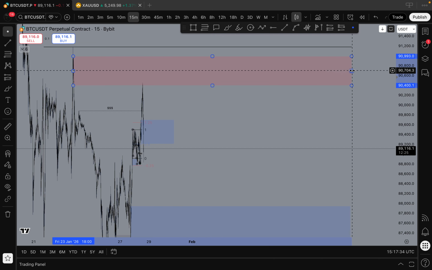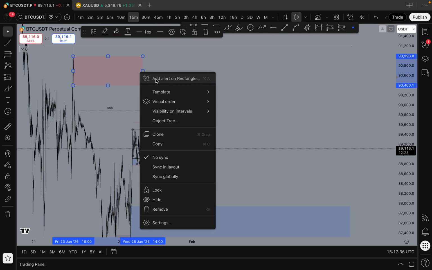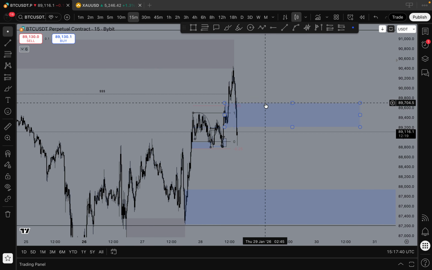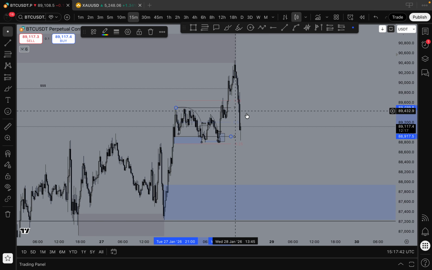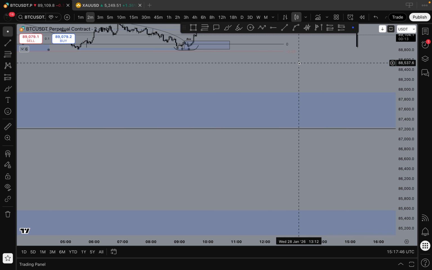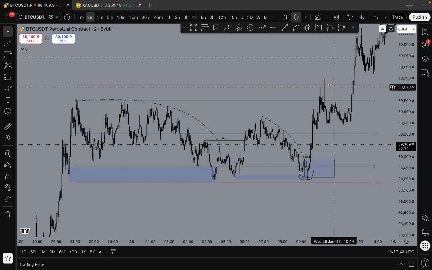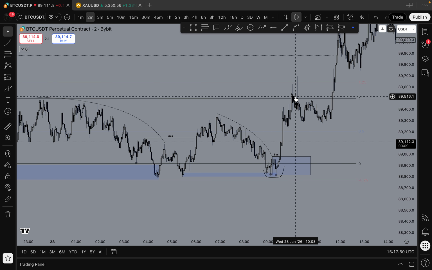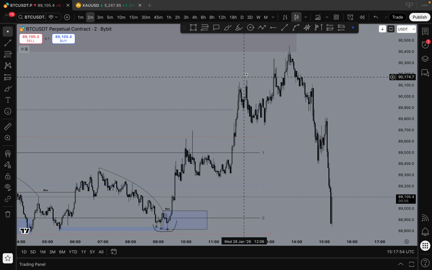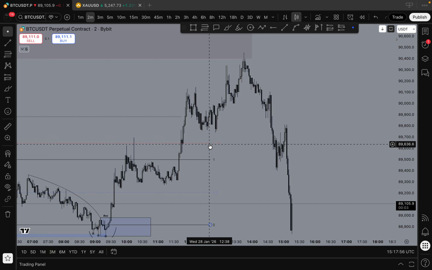So that is, in my opinion, now mitigated right here. This demand failed, and this local range played out. So if you look at the local level, price hit the technical target of the local model here, then pushed higher into supply.